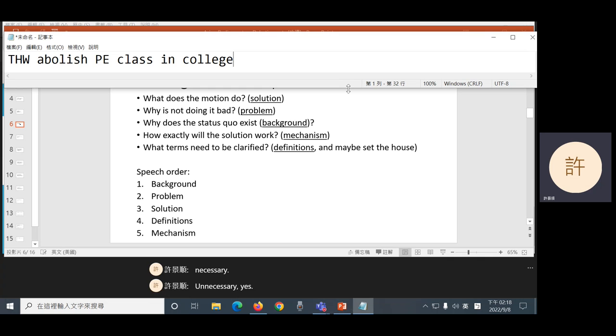So the solution for this problem is we'll move the PE class into after school activities and move the time to post 5 p.m. So those who want to attend the classes will volunteer and they will also have the time and space to exercise if they feel their health is at risk.